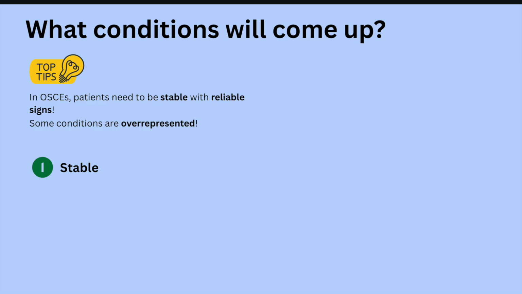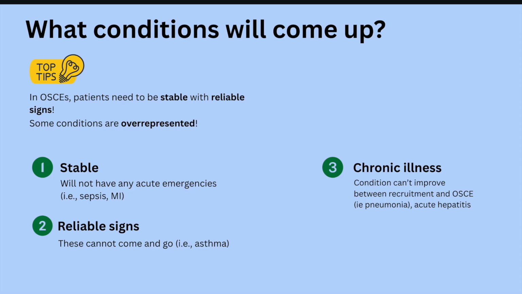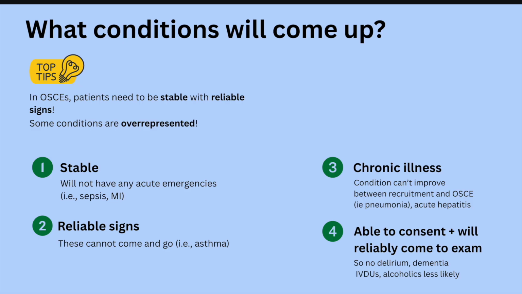For one, they have to be stable, so you're not going to have any acute emergencies. There's not going to be sepsis, nobody's having a heart attack. They need to have reliable signs that are going to be present all day for all of the other students to examine them. So they can't just come and go, like asthma. They have to have a chronic illness. It can't just improve between them recruiting those patients and the actual OSCE, like pneumonia or acute hepatitis. And they need to be able to consent to being a patient for OSCEs, and they need to reliably come to the exam. So they can't be delirious, they probably can't have dementia. It's unlikely that they're going to be an IV drug user or an alcoholic.